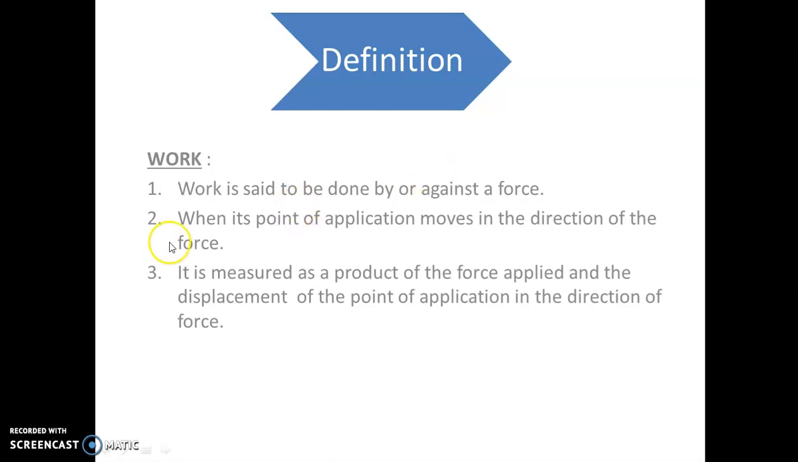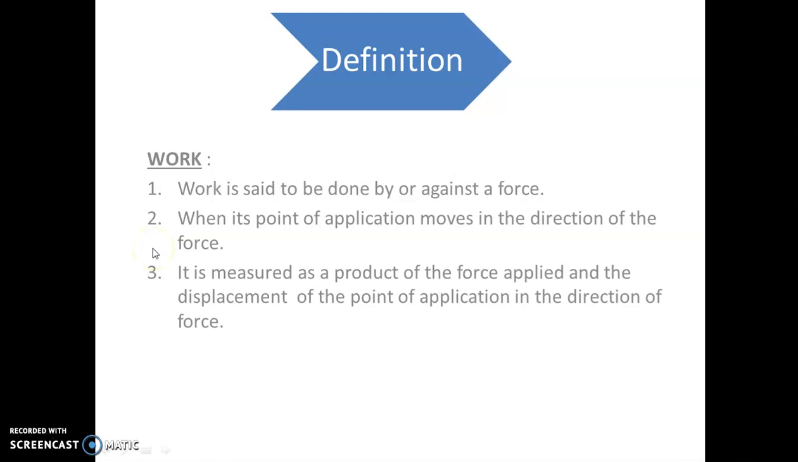Now come to the second point. When its point of application moves in the direction of the force. That is, when you are applying the force, the box is moving in the direction in which the force is applied. Suppose there's a box. You are applying the force on the box from your left hand in the right direction. The box is obviously moving to the right. That means on applying the force to the right, the box is moving to the right. This justifies this point, when its point of application moves in the direction of the force.